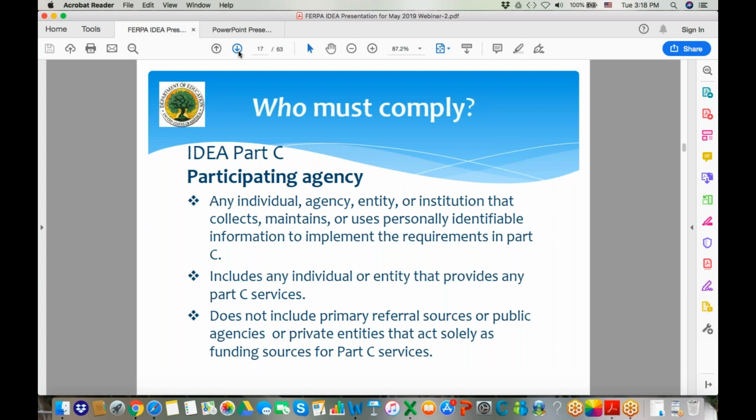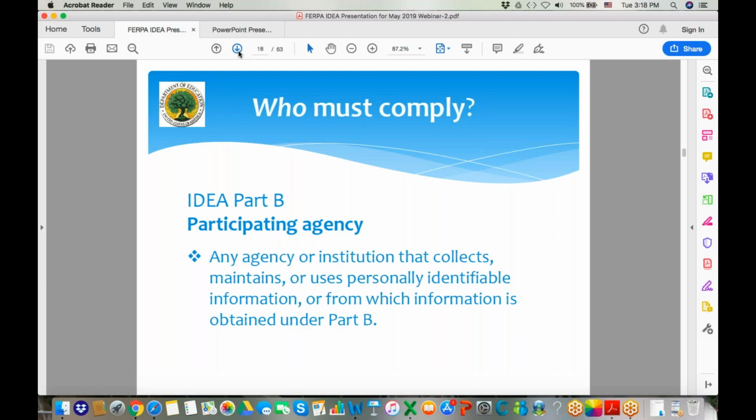Next slide, please. And as I mentioned, the definition of participating agency in Part B is very basic. If the agency is responsible for implementing Part B, it then must ensure that that information that's maintained or used, that PII, is protected. Next slide, please.